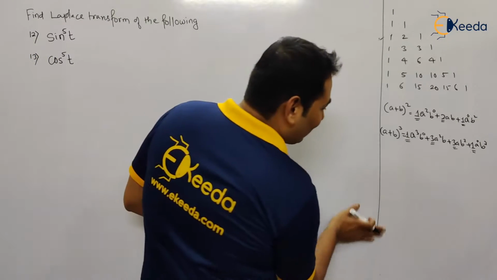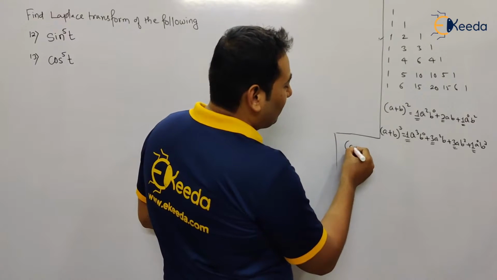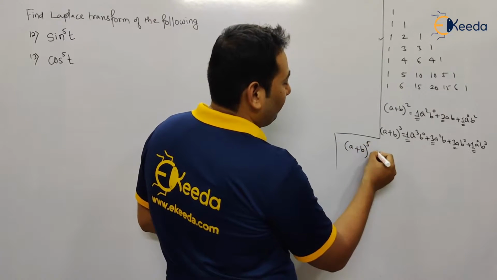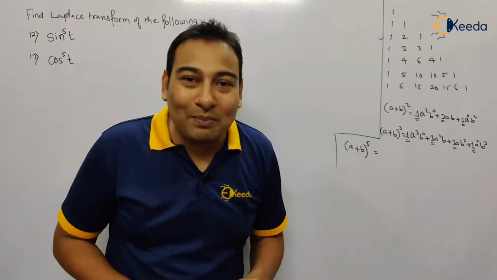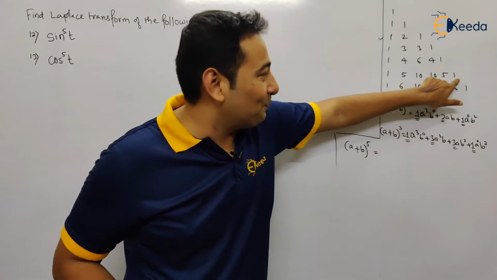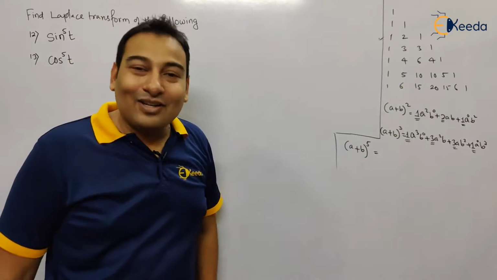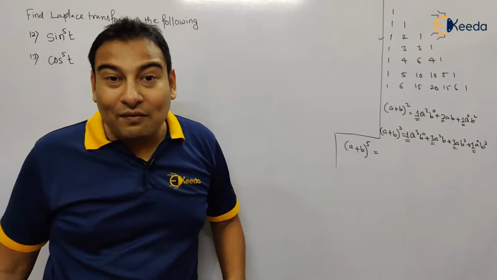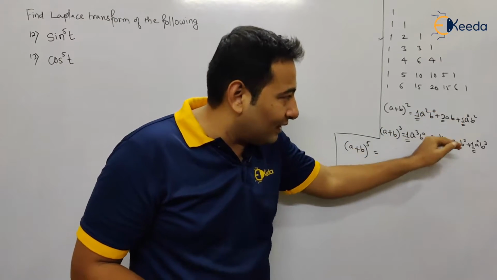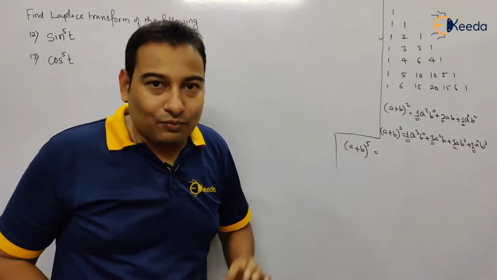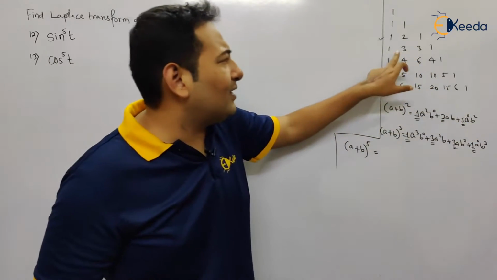Let's move on and try to write down a plus b raised to 5. Can you tell me which line is the coefficient of a plus b raised to 5? This one. The next line will be the coefficients of a plus b raised to 6, and so on. So a plus b raised to 5 will be what? Let me first explain the pattern here, then you can easily form this. It's very simple. We know how to write the coefficients, right? These are the coefficients.